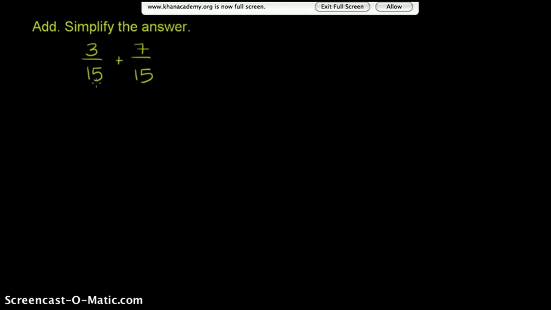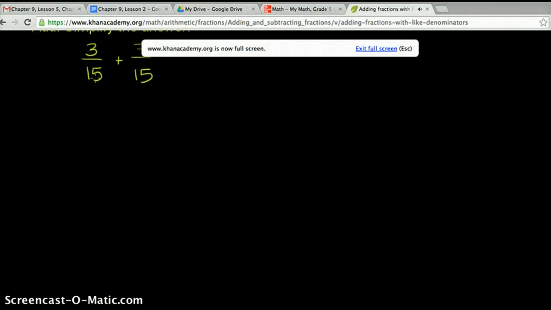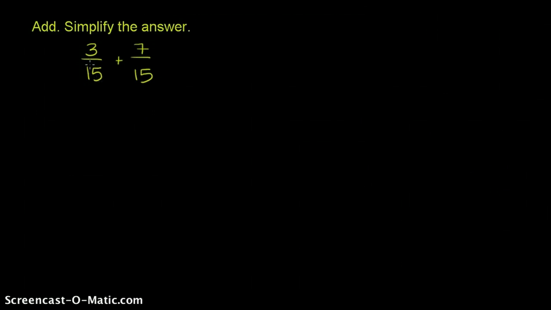Has to add 3/15 plus 7/15 and then simplify the answer. So just the process when you add fractions: first of all, they're not mixed numbers, and neither of these are, and they have the same denominator. The denominator is 15. So if you add these two fractions, your sum is going to have the same denominator, 15, and your numerator is just going to be the sum of the numerators. So it's going to be 3 plus 7, or it's going to be equal to 10 over 15.